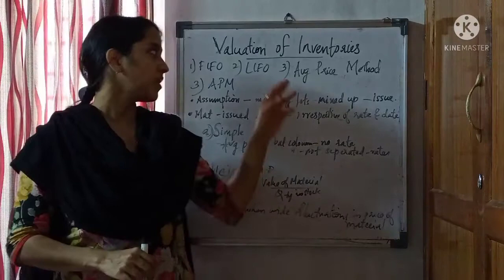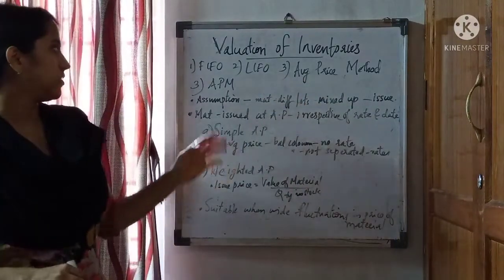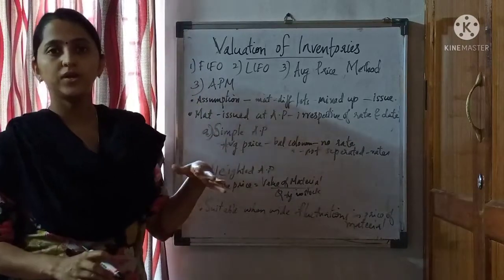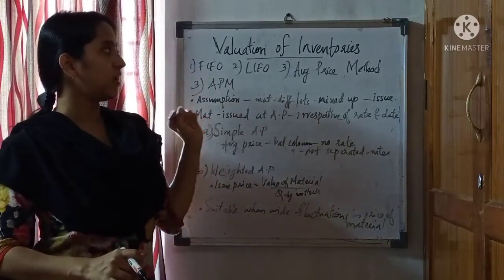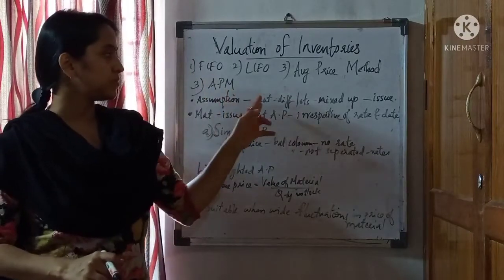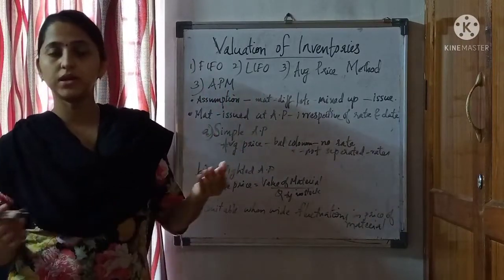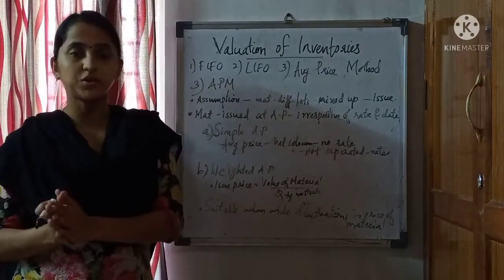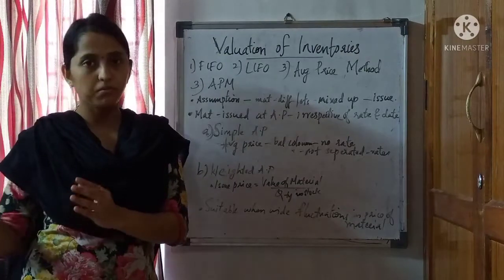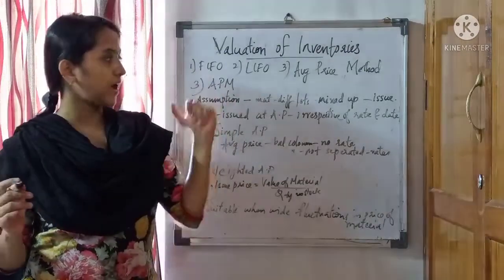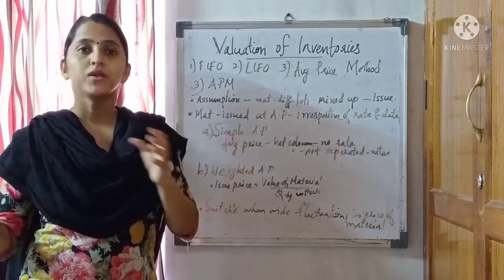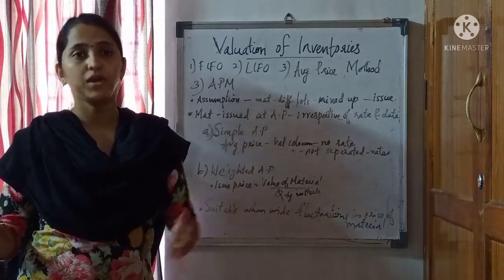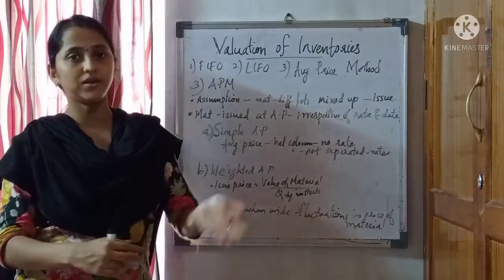Next method is the average price method. Third one is the average price method, of valuing inventories. What is the assumption here? The assumption here is that we purchase materials one by one maybe, but we may be storing the materials together. So all the materials will be mixed up. So under the average price method, it is said that since we club the materials, we cannot say which material will be issued. We may take one among them and issue.